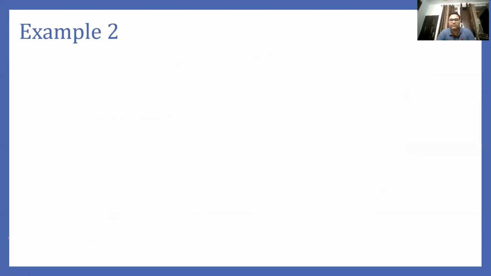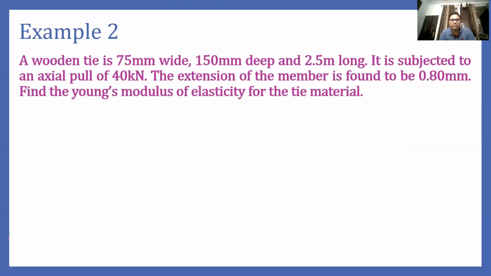Now similarly, we can have the second example. So this is the problem. It says a wooden tie is 75 mm wide, 150 mm deep, and 2.5 meter long, and it is subjected to an axial pull of 40 kilonewton. Because of this axial pull, there is an extension in the member equivalent to 0.8 mm. Now we have to find the value of Young's modulus of elasticity for this tie material.